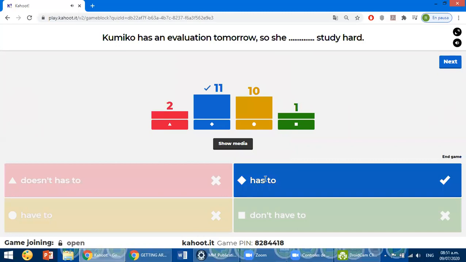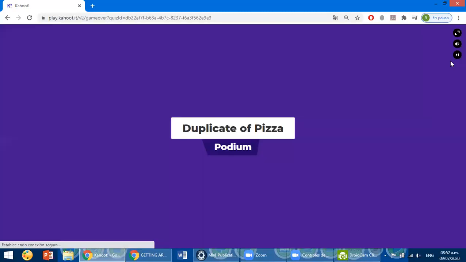She has to. Okay, remember, has to we use with he, she, and it. And have to is with I have to, you have to, we have to, and they have to. Has to is for he, she, and it. Okay, remember that, please.